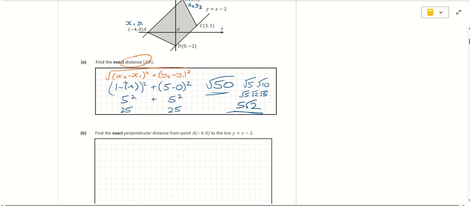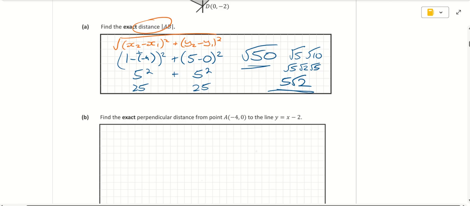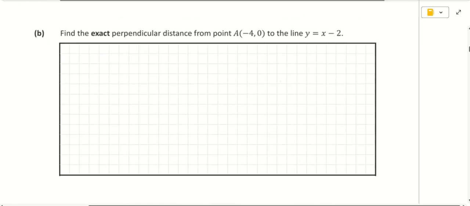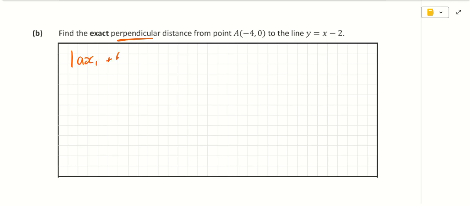Okay, then you're told to find the exact perpendicular distance from A to the line. Sorry, just to make sure you got that. Right, so A to the line. So this time it's not distance, it's perpendicular distance. So that's, again, another formula. So Ax1 plus By1 plus C all over the square root of A squared plus B squared. Okay, so this is a line that you need. So this will be in the form of Ax plus By plus C equals 0.